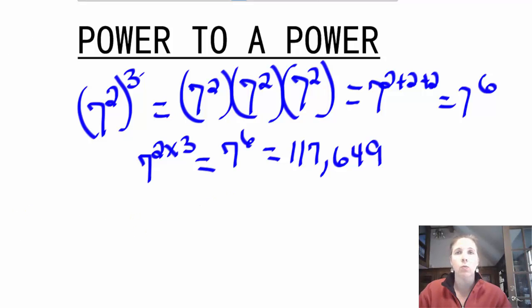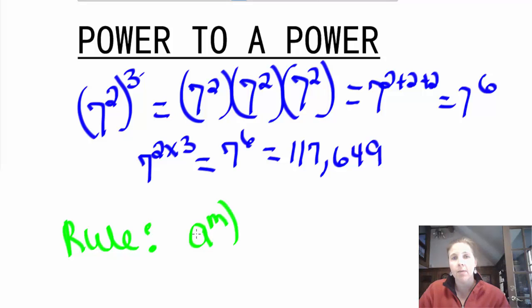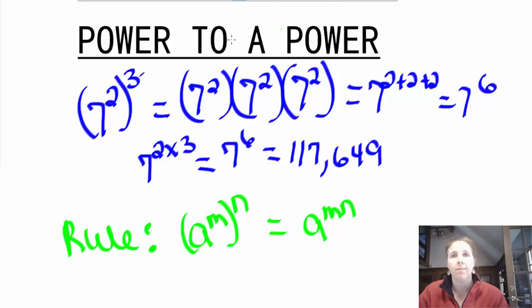So our actual rule, let me get another color here. Let's do green. The actual rule for a power to a power is a to the m, to the nth power, is equal to a to the m times n. That is an a. Let me erase it a little bit. That's an a. Okay, so that's our rule.